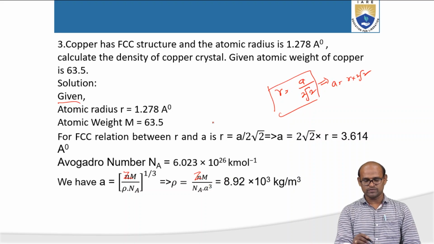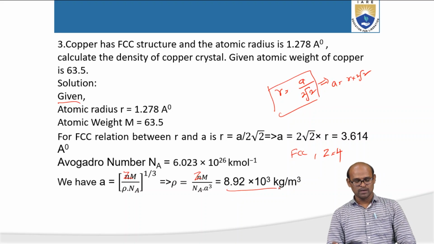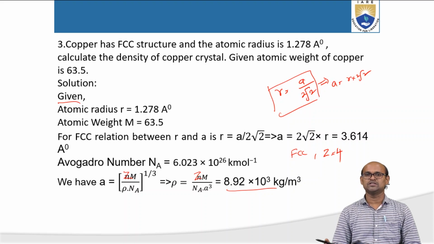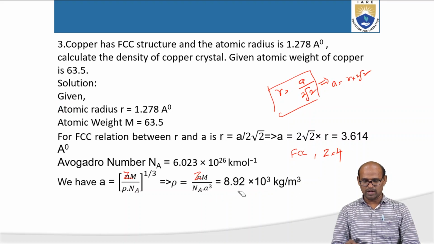So we know this is an FCC structure. For an FCC structure, Z, the number of atoms per unit cell, is 4. So 4 into M, the molecular weight they have given, divided by Na into A cube, where A is obtained. Substitute all the values and we find the density, which is 8.92 into 10 power 3 kg per meter cube.